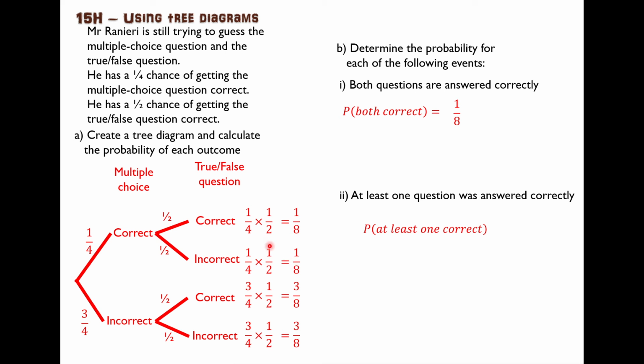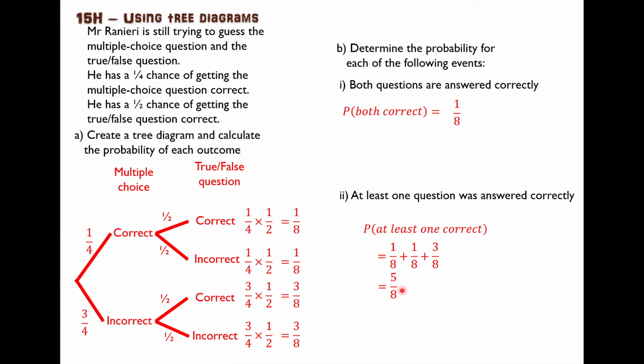And in this one here, I got the first one right and the second one wrong. So I still got at least one question correct. And this outcome here, I got the first question wrong and the second one right. So I still got at least one question answered correctly. So all three of these outcomes match what I'm looking for. So the probability is the chance that this will happen, 1 over 8, plus the chance that this happens, 1 over 8, plus the chance that this happens, which is 3 over 8. You add them together. 1 over 8 plus 1 over 8 plus 3 over 8 is 5 over 8.